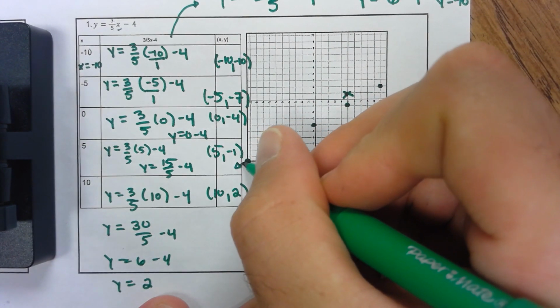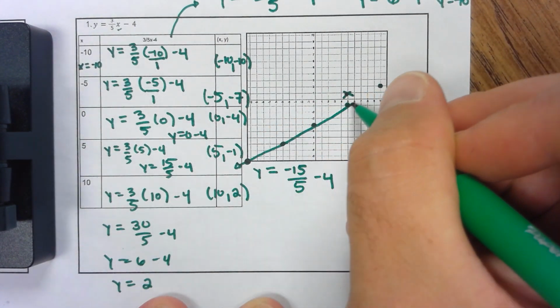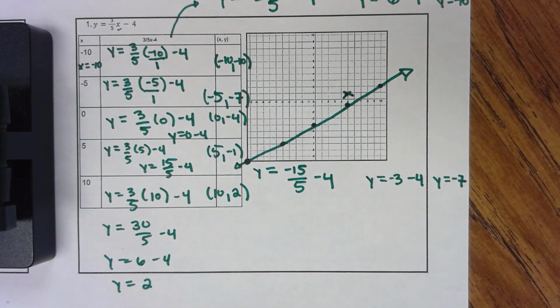And the last thing is after we plot our points, we're going to connect the dots to make the full-on graph, which is a line. Okay. Before we move on.